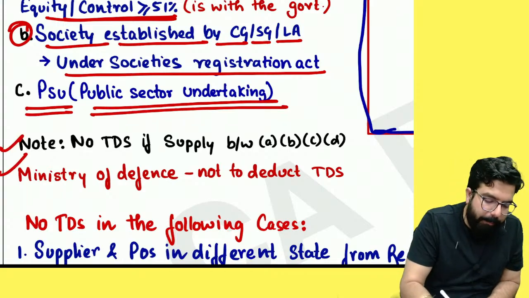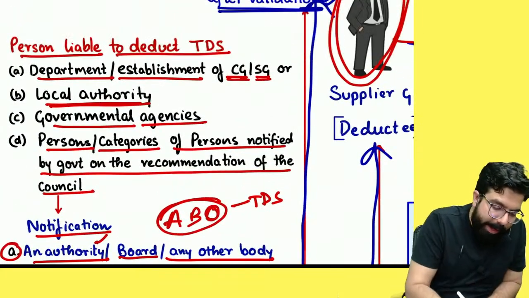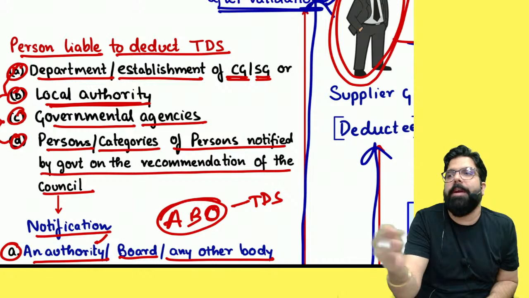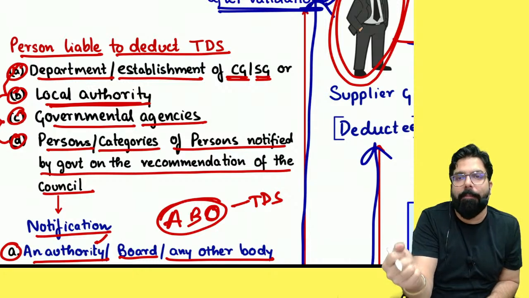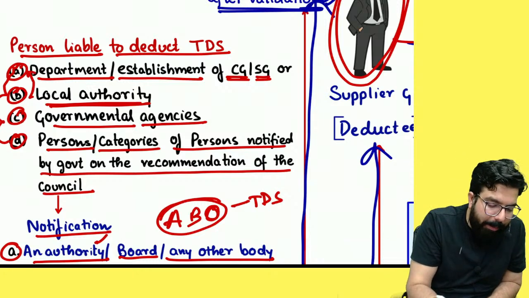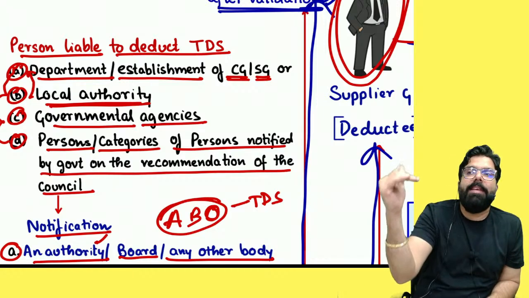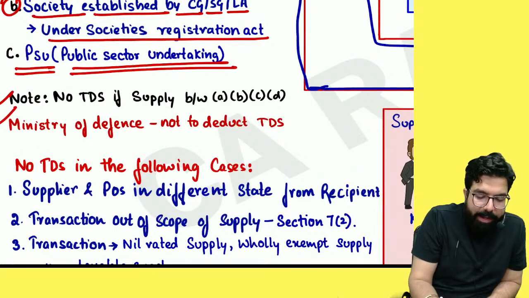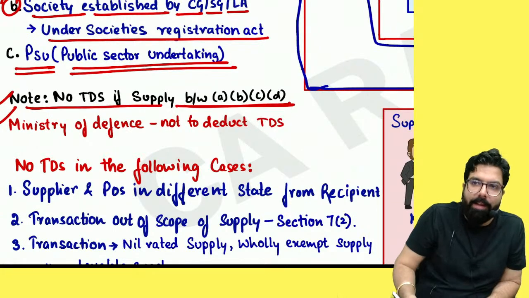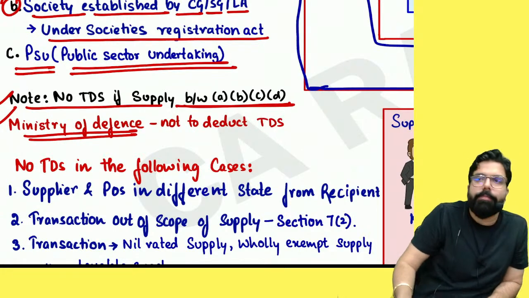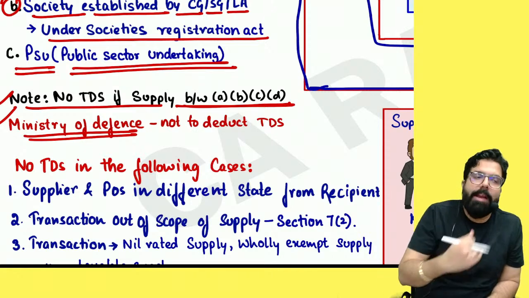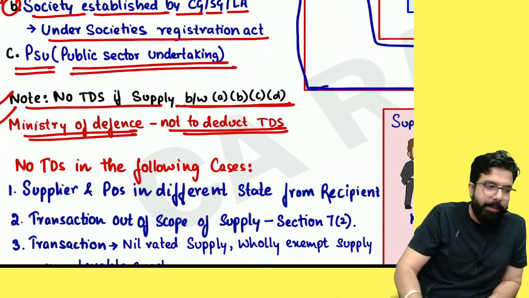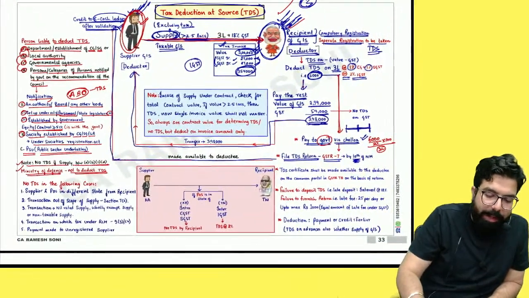Remember 2 points. If A, B, C, D are supplying to each other, might be one government department is supplying to another government department, might be a local authority is supplying to a government department, if they are supplying to each other, there is no TDS. No TDS if supply is between A, B, C, D. You know Ministry of Defense is a government department. But whenever you are supplying to Ministry of Defense, they will not deduct any TDS. Are we all clear with this point? People, tell me one thing.